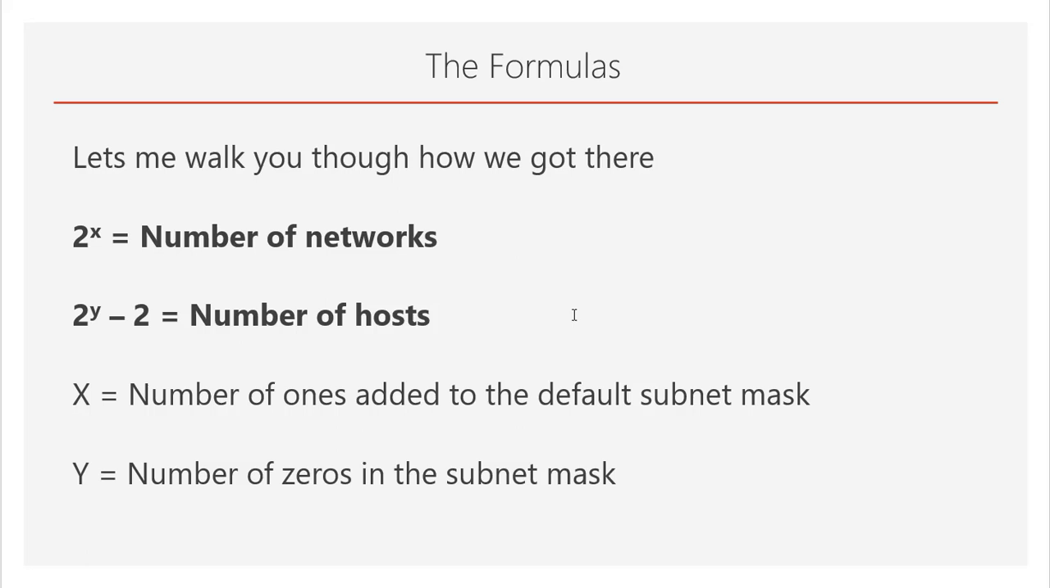Now, x is the number of ones that you add to the default subnet mask, and y is the number of zeros in the subnet mask. And this is the only math you have to do. Remember, x is the number of ones added to the default subnet mask, so it's just the powers of 2. And y is the number of zeros in the subnet mask. We know the subnet mask is always 32, so 32 minus the number of zeros gives us the number of ones. So very basic math, powers of 2 and basic subtraction, and you're all set.